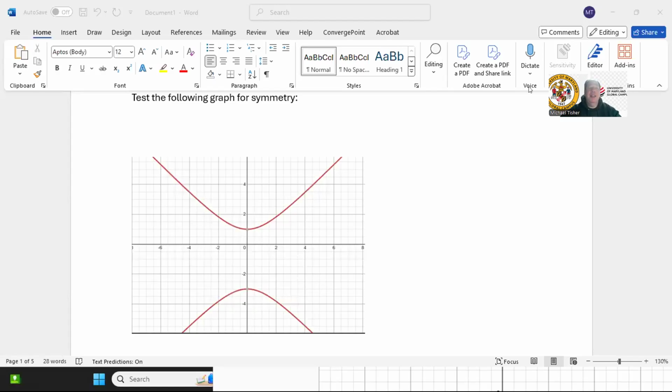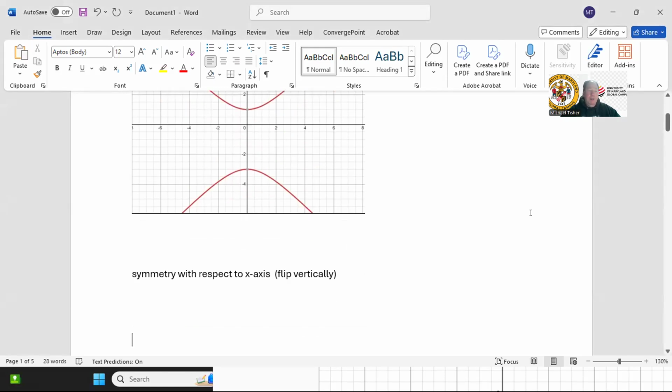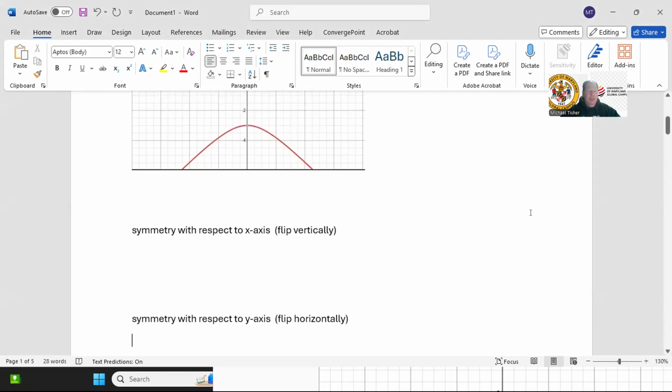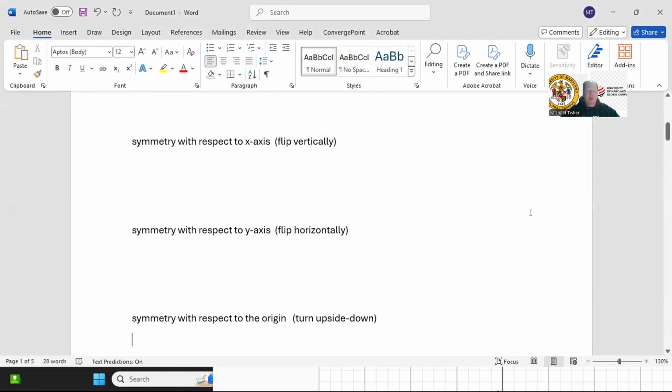Hello, everybody. Today, let's test the following graph for symmetry. We're going to test for three different kinds of symmetry, which are symmetry with respect to the x-axis, which is a vertical flip, symmetry with respect to the y-axis, which is a horizontal flip, and symmetry with respect to the origin, which is a graph that's upside down.